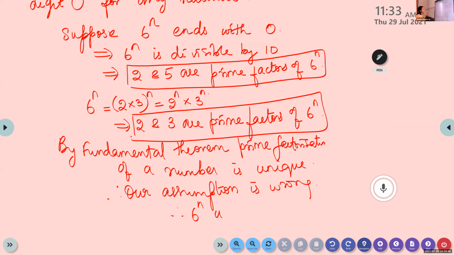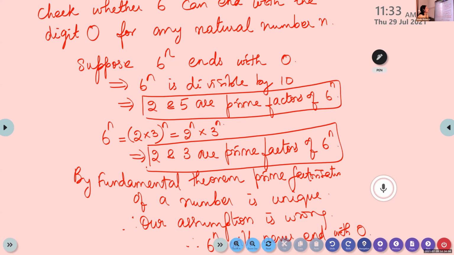Okay, so the question is to check whether 6 raised to n ends with 0. For that, we start with: suppose it ends with 0. A number ends with 0 means it is divisible by 10. So 10, we can prime factorize it and write this as 2 and 5. So we get 2 and 5 are prime factors of 6 raised to n.